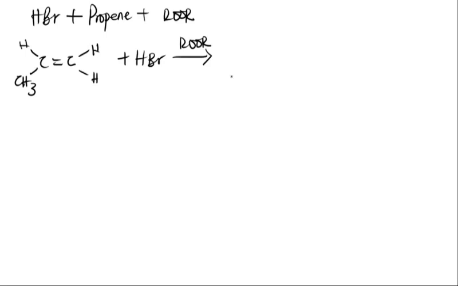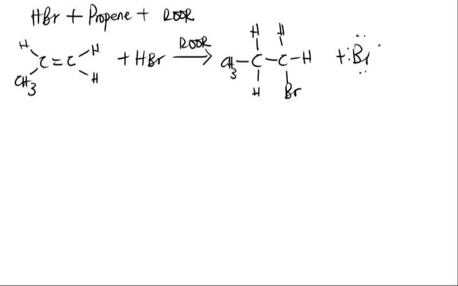So straight from here we can see that we are going to get this as our product, CH3. Then the hydrogen will come to this, the most substituted carbon, so the hydrogen will come here. Then we have this, and then our bromine will now be attached to the less substituted carbon, plus another bromine radical in solution. Okay, so let's write the mechanism for this.